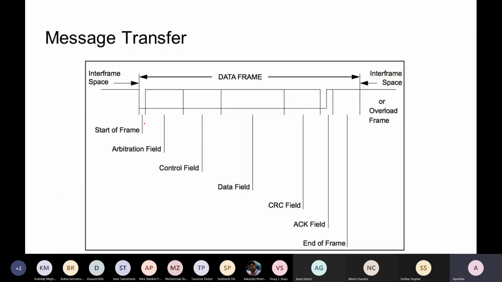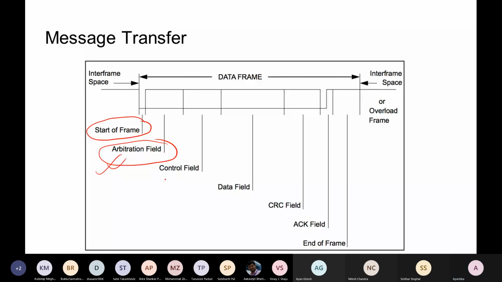So this is the start of frame. It is similar to that start bit we have seen, which is useful for synchronization. Then this arbitration field. This arbitration field is important to define the message type as well as the message priority. We will see in detail how we are going to use this arbitration field to handle the bus arbitration. Bus arbitration means when multiple nodes in the CAN line are trying to send a message, who will get the access to the bus, and how we define the priority. We will use this arbitration field, and we will see.